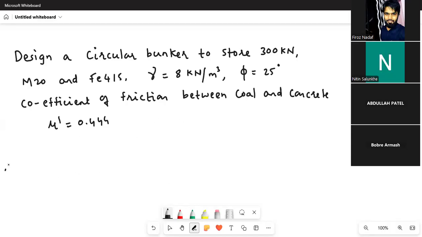So step number one, solution. Step number one, we need to fix the dimension of the bunker first. That is your step number one. Fix the dimensions of the bunker.